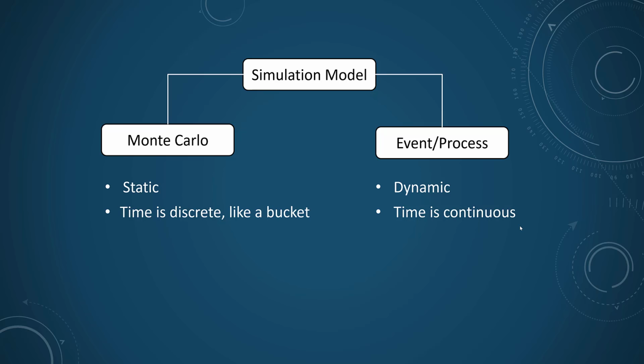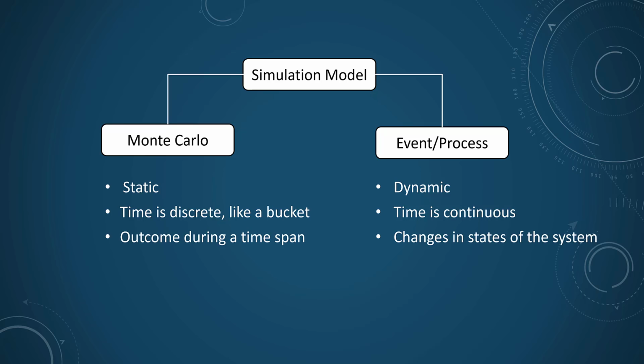And then you may simulate this for 1 hour or 2 days or 1 month. But you observe the time as it flows in a continuous fashion. So that's dynamic or discrete event simulation, or simply event simulation or process simulation. What happens is the outcome during a specified time span, as opposed to changes that take place in the states of the system over time during that time.